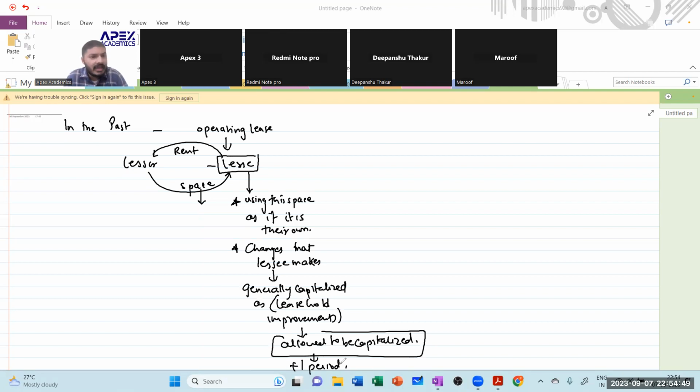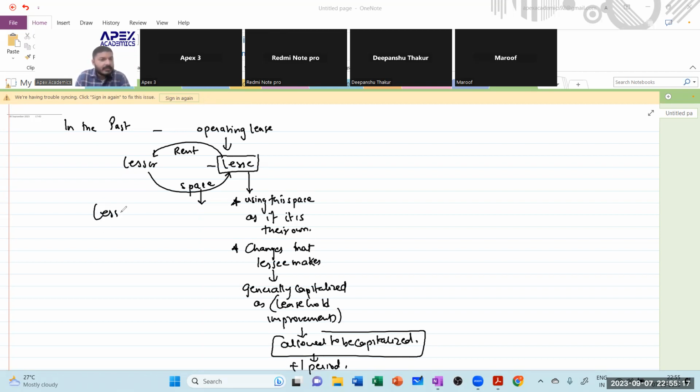Say, for example, I change the structure of the office. I install an AC. I build a wall. I make a partition. I create meeting rooms out of an open space. These are things that I'm going to use for more than an accounting period, for the entire tenure of the lease, say, which is 5 years. So anything that gives me a benefit, an economic benefit for more than one period, as per accounting principles and logic, has to be capitalized. So the lessee would then capitalize these leasehold improvements that they had made.